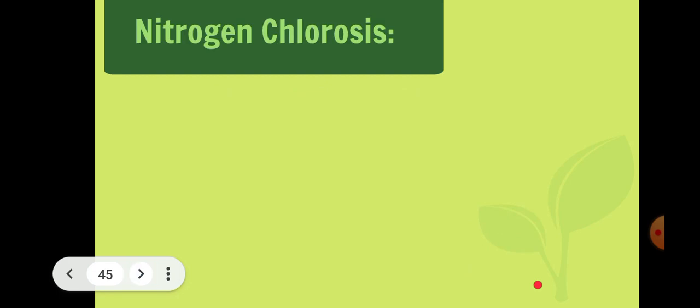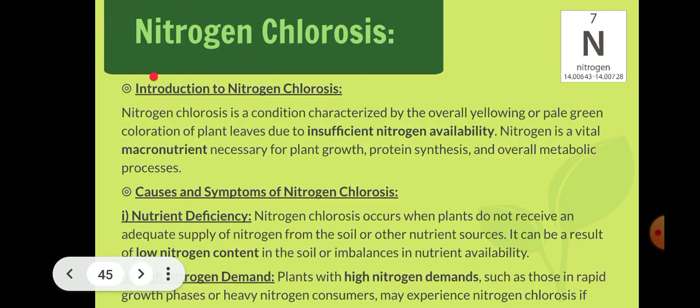Now I will be talking about nitrogen chlorosis. First, let me start with an introduction. Nitrogen chlorosis is a condition characterized by the overall yellowing or pale green coloration of plant leaves due to insufficient nitrogen availability. Nitrogen is a very important macronutrient which is essential for plant growth, protein synthesis, and overall metabolic processes. Now let me talk about the causes and symptoms of nitrogen chlorosis.